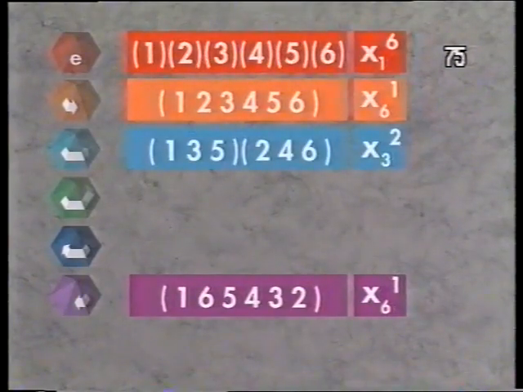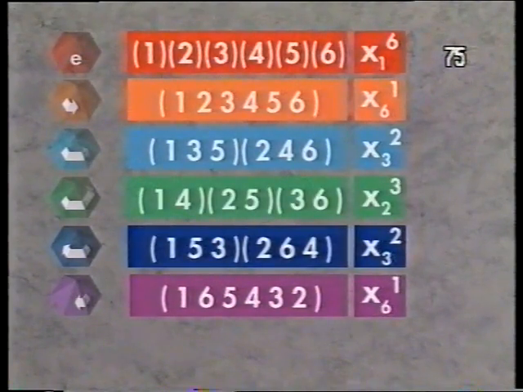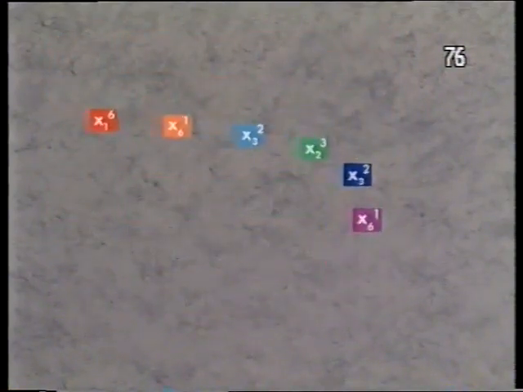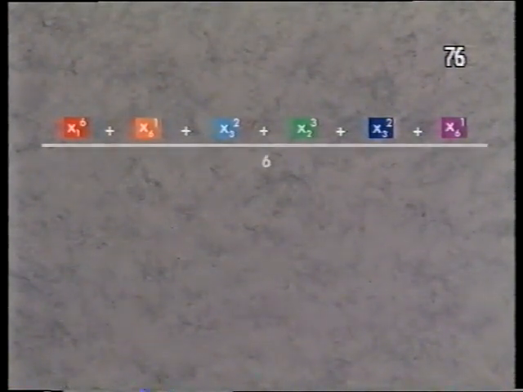The anti-clockwise rotation by 2 faces gives x3 squared, corresponding to 2 3-cycles. And the clockwise rotation by 2 faces is the same. Finally, the rotation by 3 faces gives x2 cubed, corresponding to 3 2-cycles. Now you add up the expressions for each symmetry and divide by the order of the group. And then you can feed in the symbols for however many colours you have available.